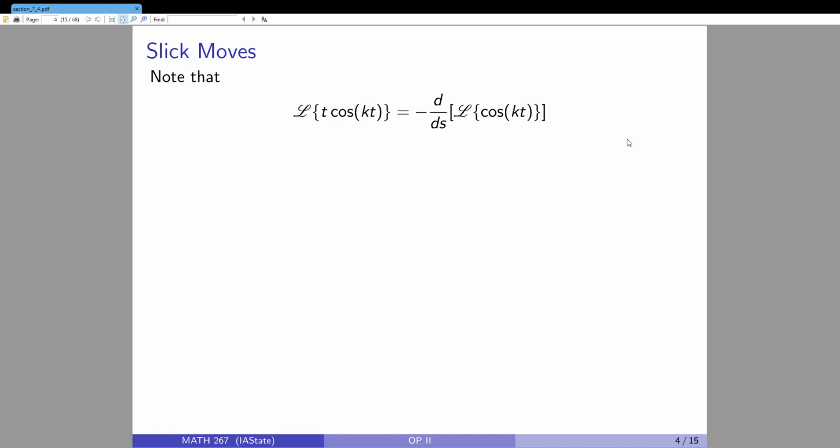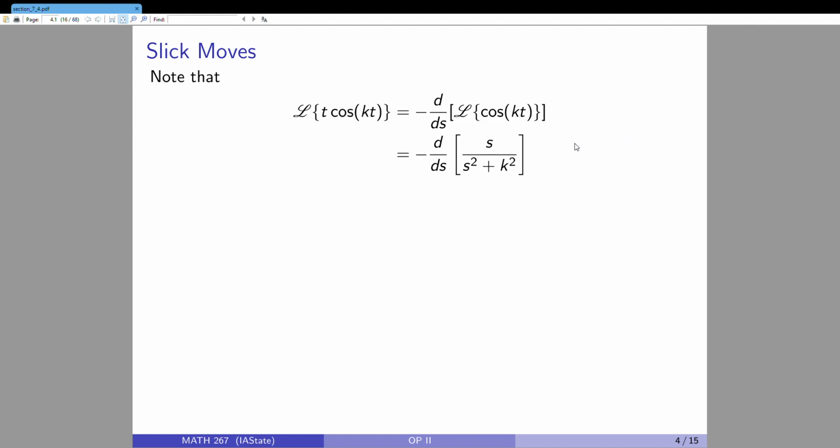So if I want to look at the Laplace transform of t times cosine of kt, well, we know that if you want to do the Laplace transform of t times something, it's the negative derivative of the Laplace transform of the term without t. Laplace transform of cosine, I know what that is. It's s over s squared plus k squared. That gives me that. And I just want to take the derivative of that.